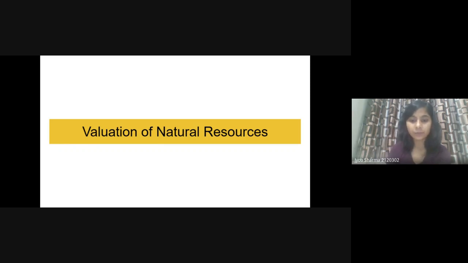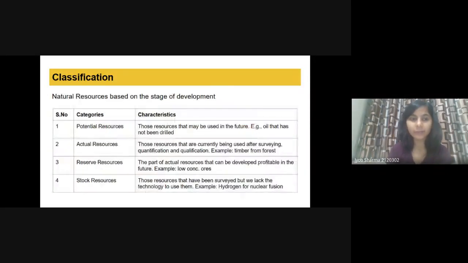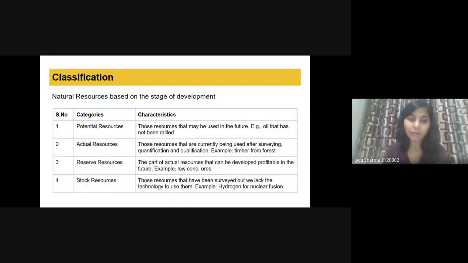Okay, so we already talked about it in week 10, that we have natural resources that are biotic in nature as well as abiotic in nature. Then we have renewable sources and non-renewable sources. We have already covered it. Then we also covered this slide, that there are 4 different types of resources based on the stage of development: potential, actual, reserve, and stock reserves. This is just a recap because we have already covered it.